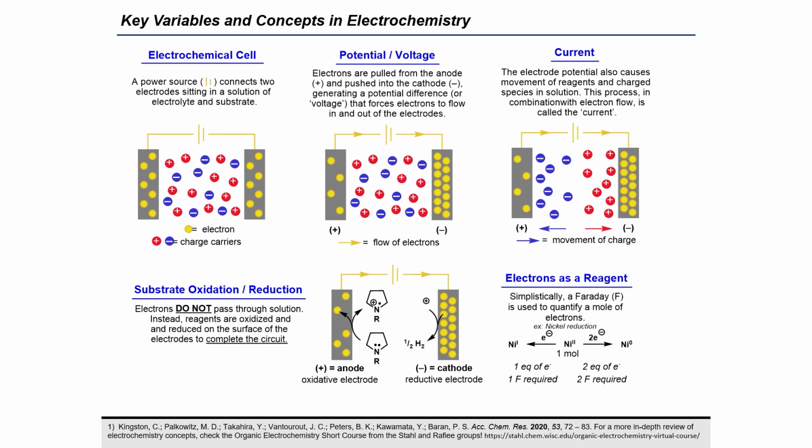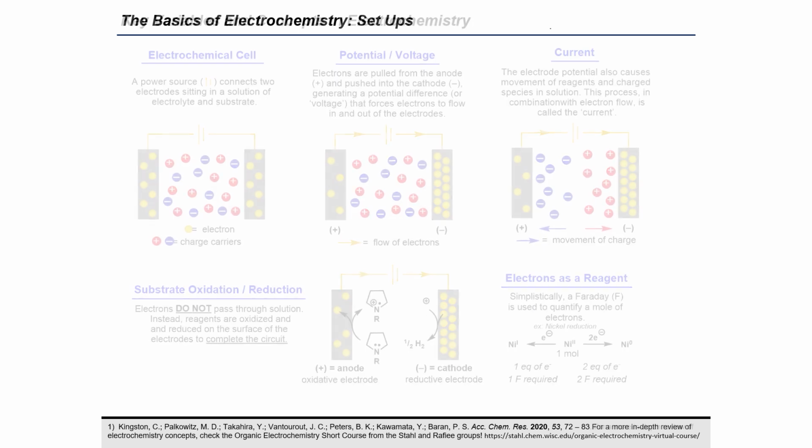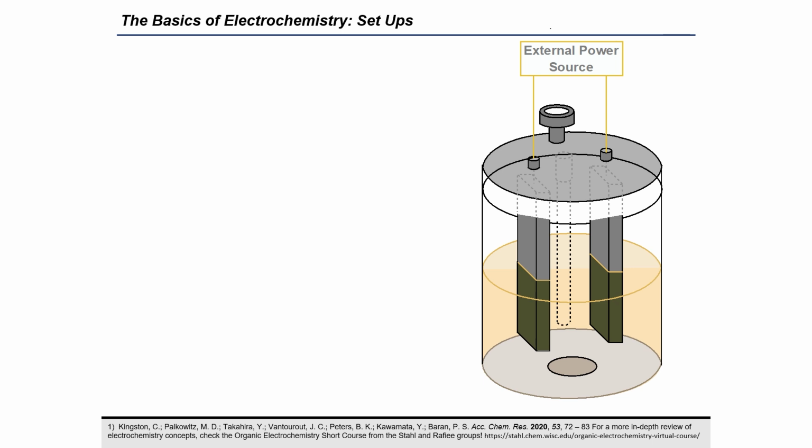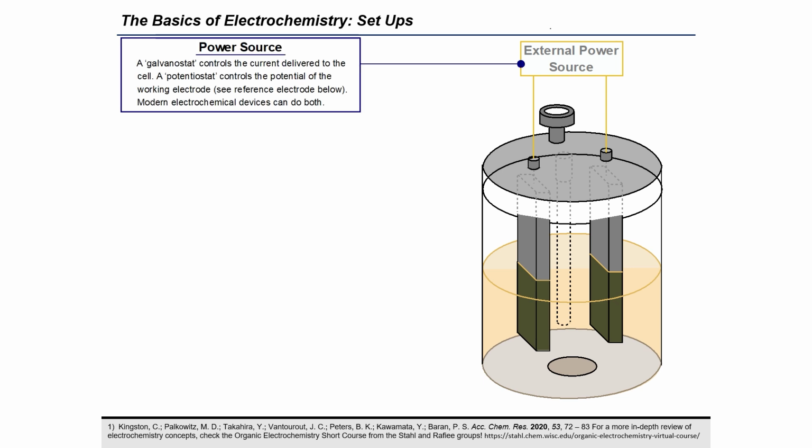Fortunately, much like NMR, we don't really need to understand every nuance to be able to design, run, and discover our own electrochemical transformations. All we need is the equipment, so let's take a look there. An electrochemical cell consists of a few simple parts. First, you need a power source that can control the current, often referred to as a galvanostat, and the potential, referred to as a potentiostat. Modern electrochemical devices can do both, thankfully.